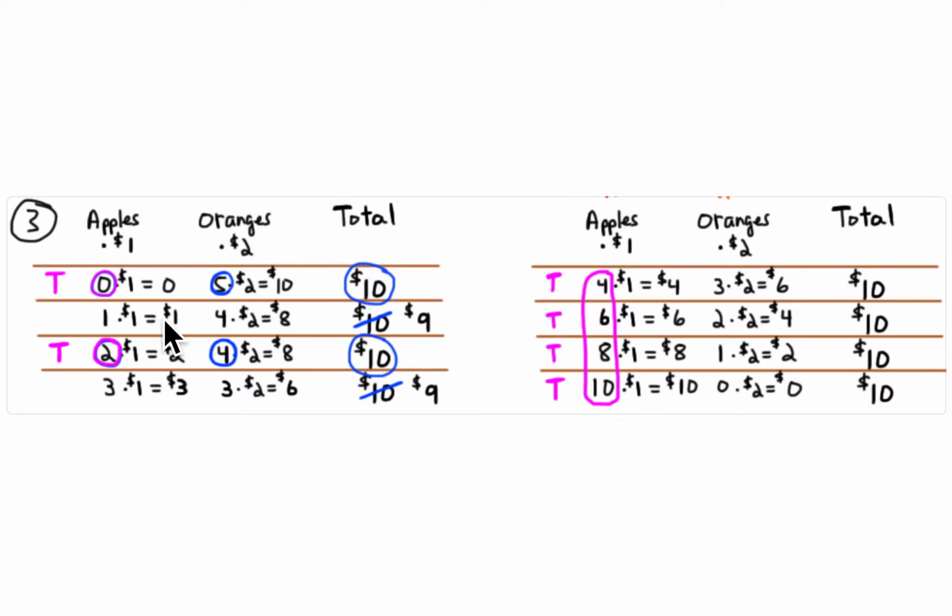The moment that you purchase an odd number of apples, that costs an odd amount, you can't add an odd amount to an even number to get 10. Just try it. What's an odd number you can add to 8 to get to 10, or an odd number you can add to 6 to get to 10, or an odd number you can add to 4 to get to 10? You can't. You have to add an even number to the even cost for the oranges to get to $10.